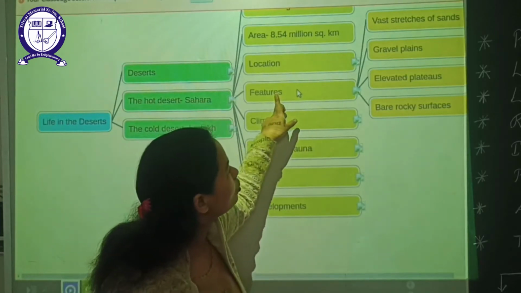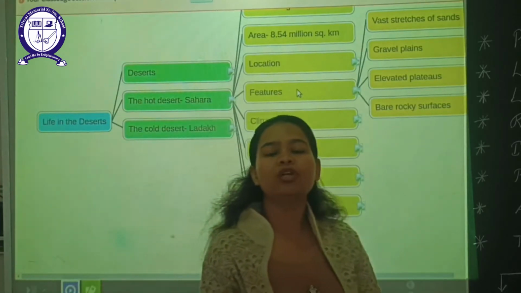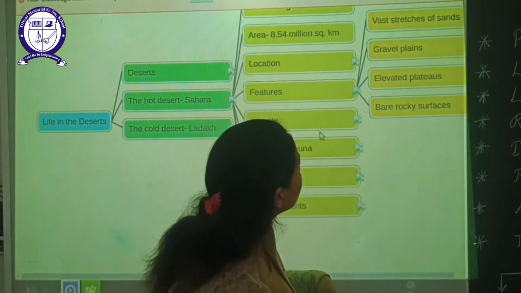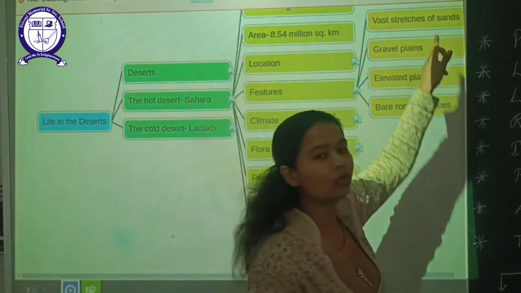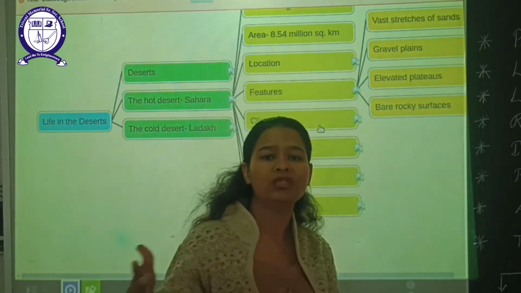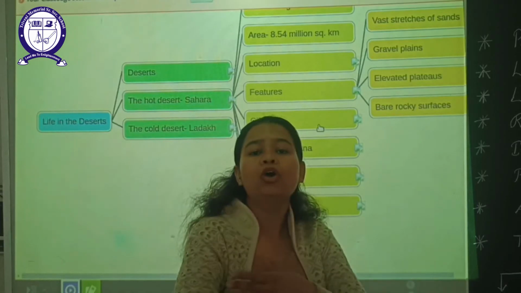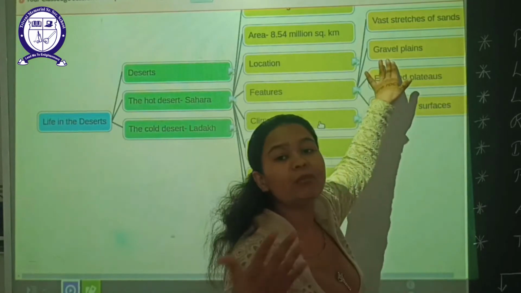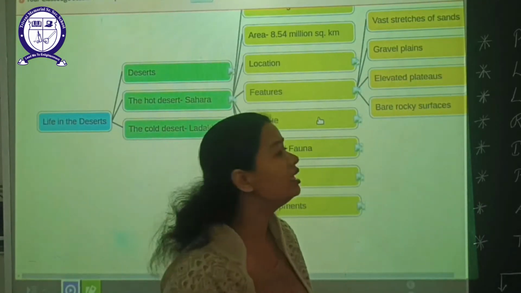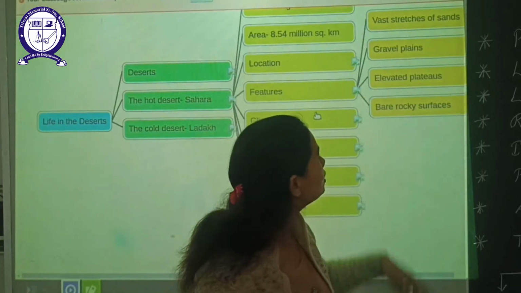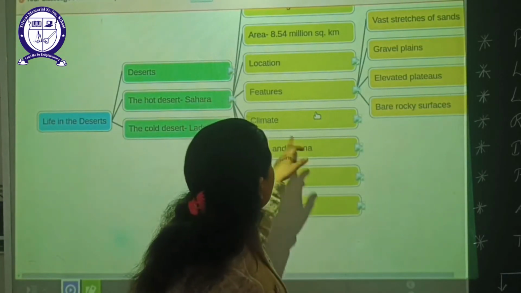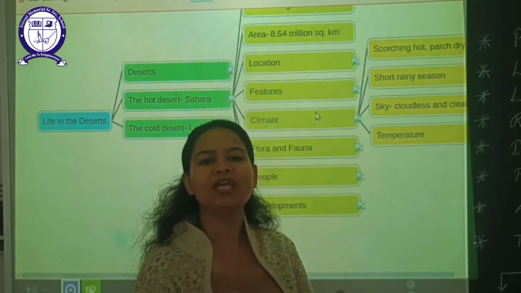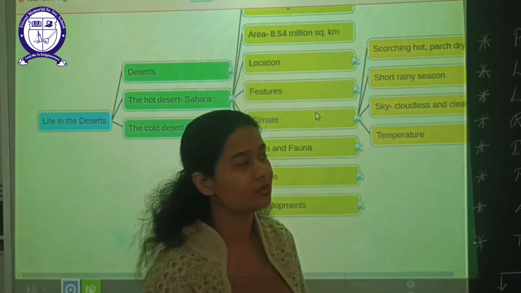Now we will discuss the features. If we talk about the features of the Sahara desert, what do we observe? We observe vast stretches of sand. That is, if you visit there, you will see sand everywhere, and also gravel plains, rocky surfaces, rocky lands, and elevated plateaus. After that, let's talk about the climate observed in the Sahara desert.